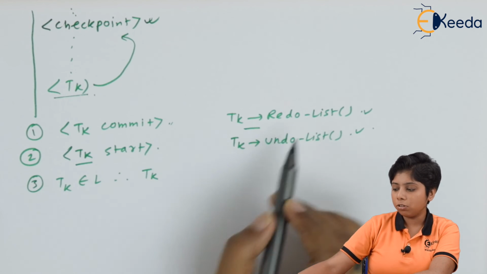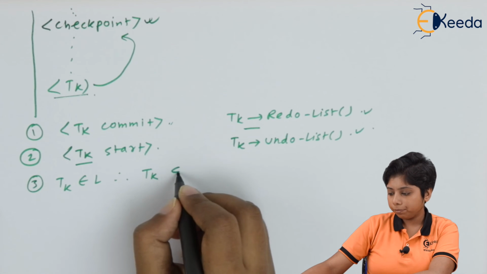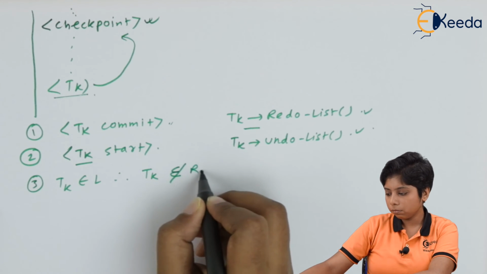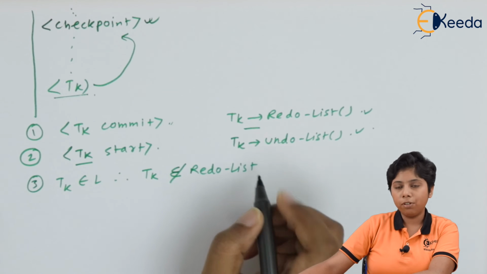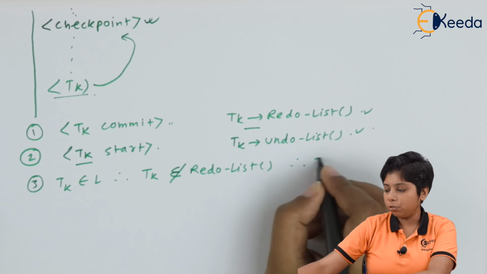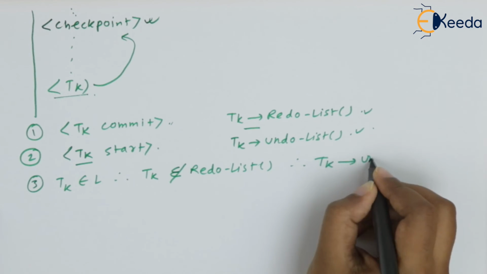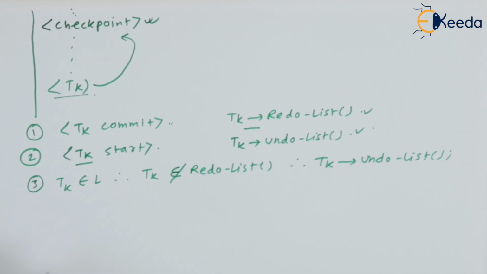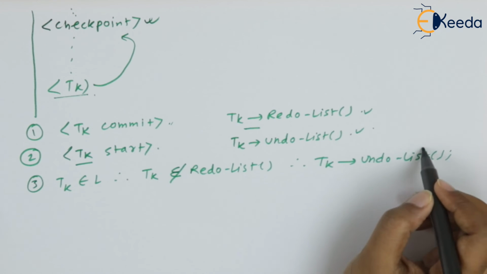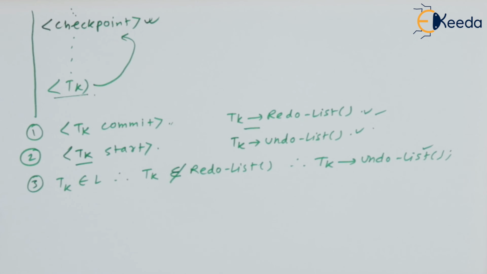If it doesn't belong to the redo list, then we must add it to the undo list. Now we have our final undo list and redo list for redoing and undoing. Now what we can do is first perform all the undos by scanning backwards.